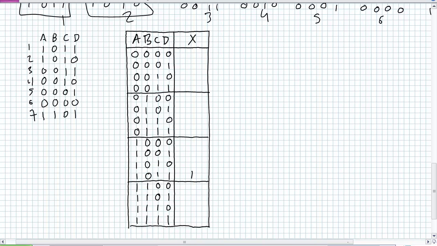Put a 1 there. Fine. 1, 0, 1, 0. Put a 1 right there. 0, 0, 1, 1. You get the picture. There you go. There's my truth table. And SOP looks for 1s with 0s for the rest of them. There you go. I've taken my expression, expanded it out, and put it in a truth table.